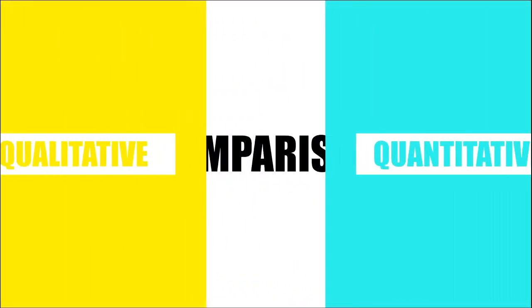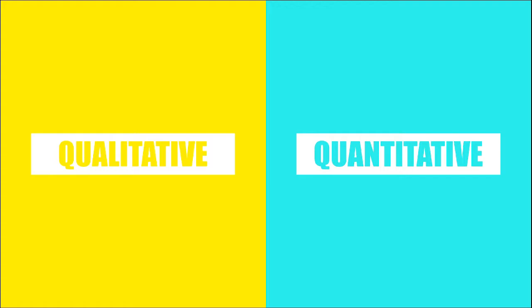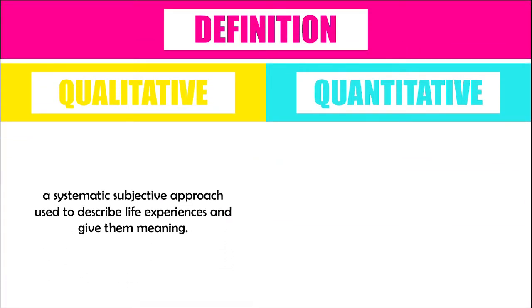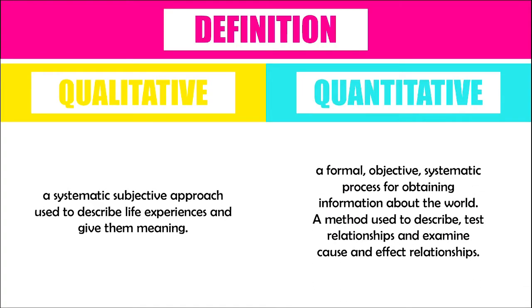Comparison between qualitative and quantitative research. Definition: in qualitative, a systematic subjective approach used to describe life experiences and give them meaning. In quantitative, a formal, objective, systematic process for obtaining information about the world. A method used to describe, test relationships, and examine cause and effect relationships.